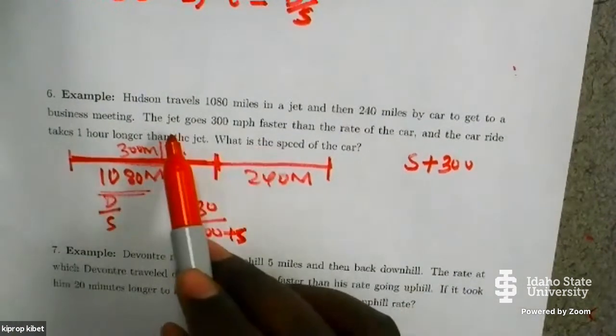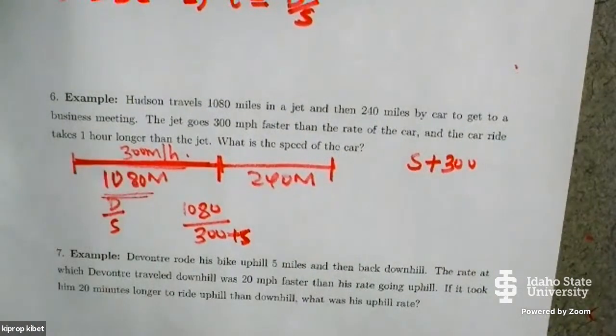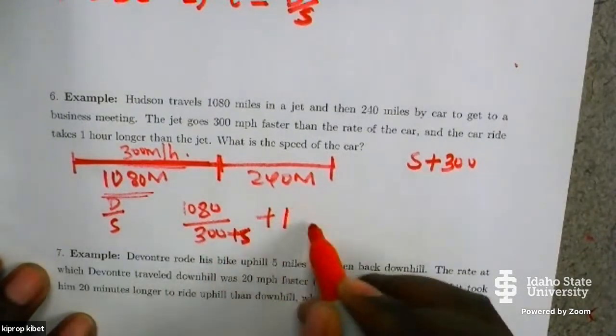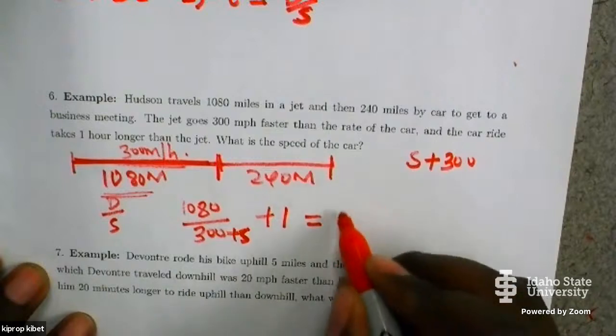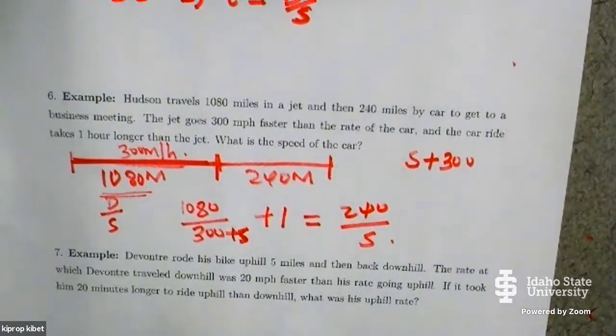And then it says the car ride takes 1 hour longer than the jet. So which one are we adding? It will be for the jet plus 1 hour equals 240 over S. Why wouldn't we subtract, like the previous? We can subtract 1 on the other side, or we can add 1 on this side. So you can actually subtract there or add here.